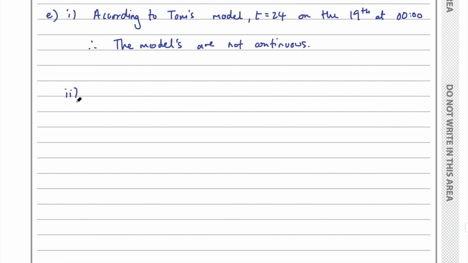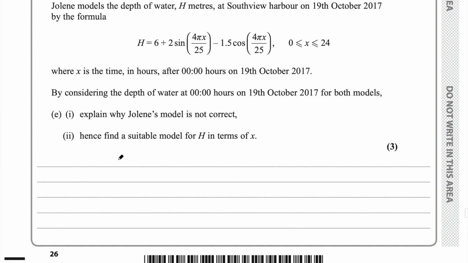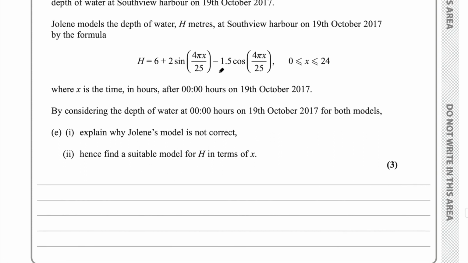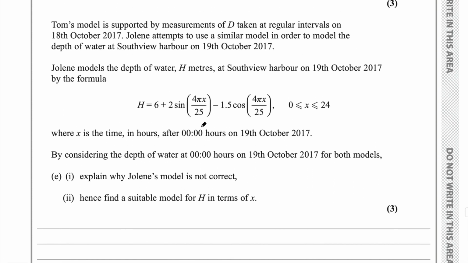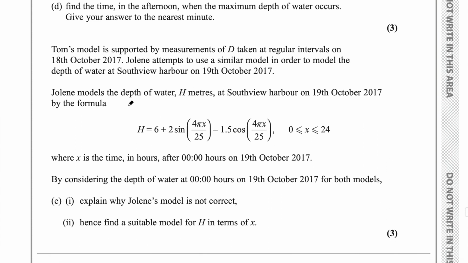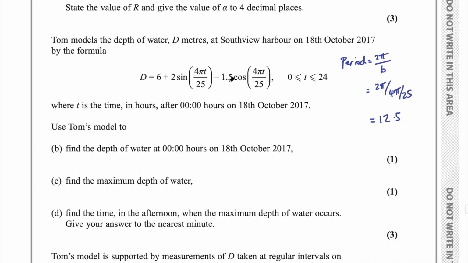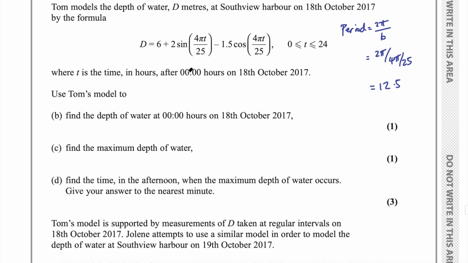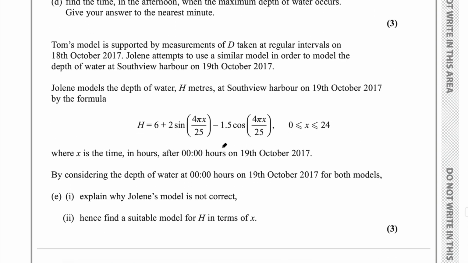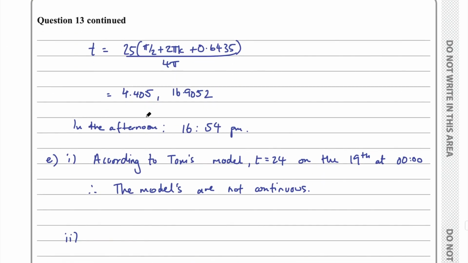So for part 2, the question is asking, hence find a suitable model for h in terms of x. Well, if x is going to be the variable for Jolene's model, and we're using the same model, t starts at 0, 0 on the 18th, we could just say x plus 24 in here. We could just substitute that into this model. I guess that's probably the simplest way of doing it.